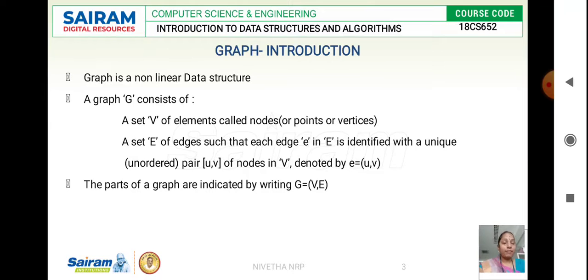How do we define a graph? Graph is nothing but a non-linear data structure. We know that usually a data structure is classified into two categories: one is linear data structure, the other one is non-linear data structure. In a linear data structure, we have a sequential arrangement of data, whereas in a non-linear data structure, we have a random arrangement of data. And graph is represented by the formula G = (V, E), where G represents the graph, V represents the nodes in the graph, and E represents the edges in the graph.